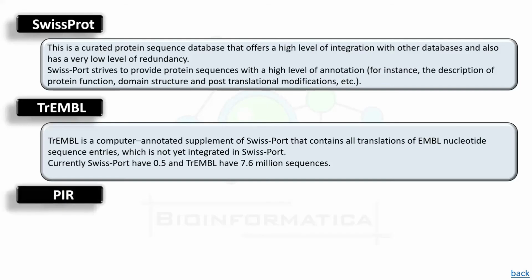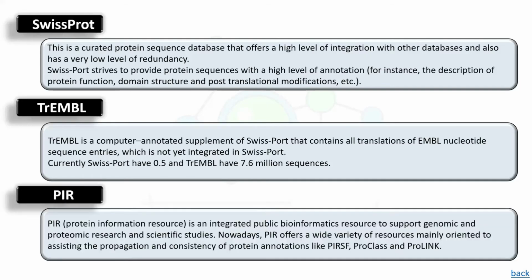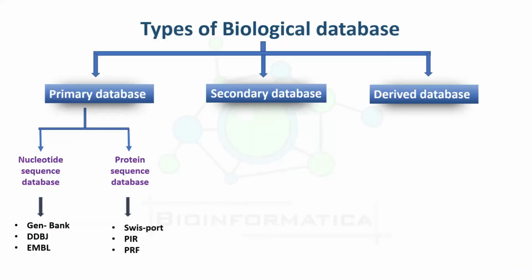Last is PIR. PIR, that is Protein Information Resource, is an integrated public bioinformatics resource to support genomic and proteomic research and scientific studies. Nowadays, PIR offers a wide variety of resources mainly oriented to assisting the propagation and consistency of protein annotations like iProClass, ProClass, and ProLink. By this, we have completed the discussion about primary database.